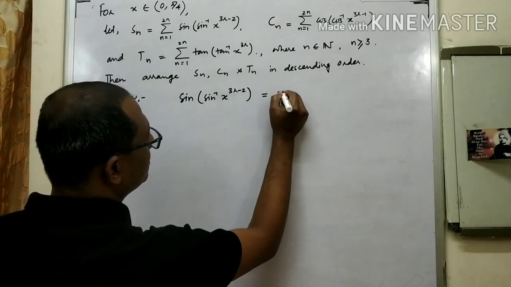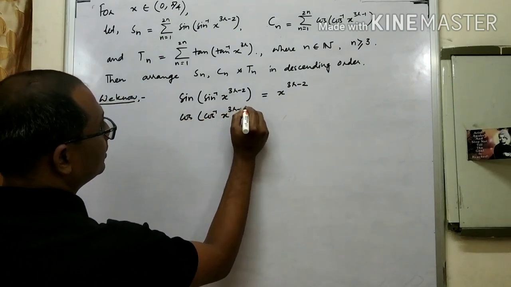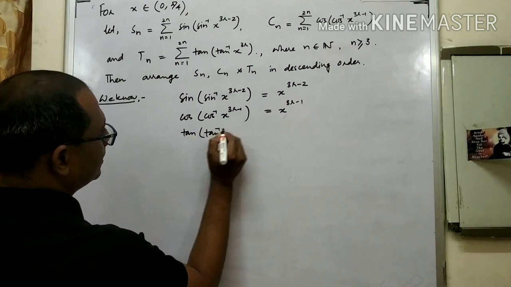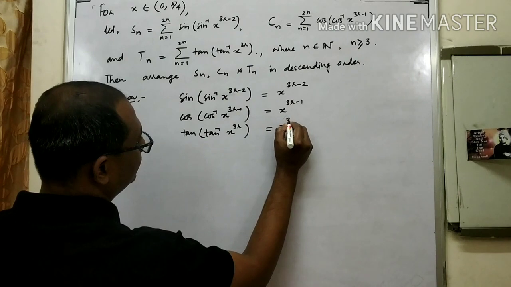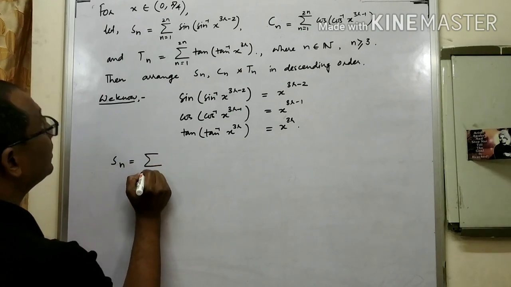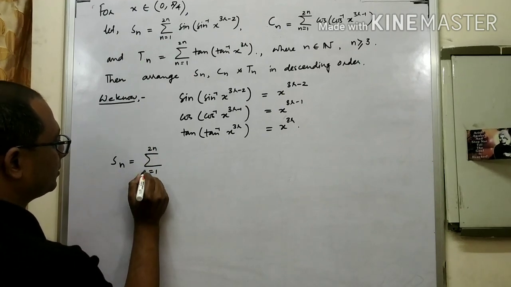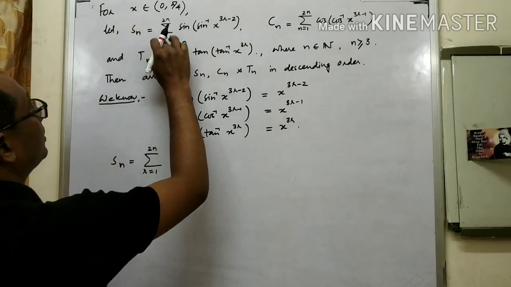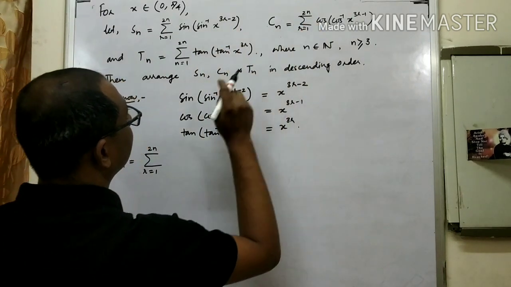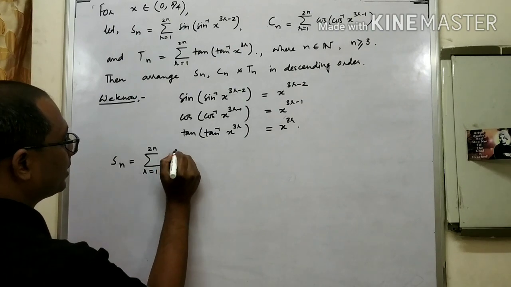So this one will give me x to the power 3r minus 2. Cos of cos inverse of x to the power 3r minus 1 will give me x to the power 3r minus 1 only. And tan of tan inverse of x to the power 3r will give me x to the power 3r. So basically these summations are nothing but Sn equal to summation of r from 1 to 2n, x to the power 3r minus 2.